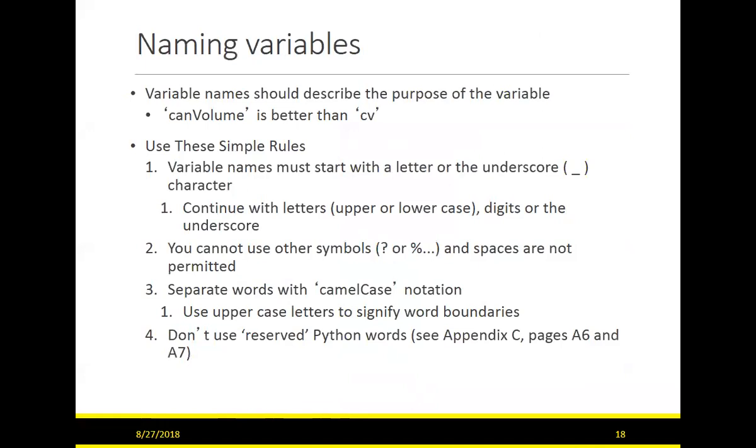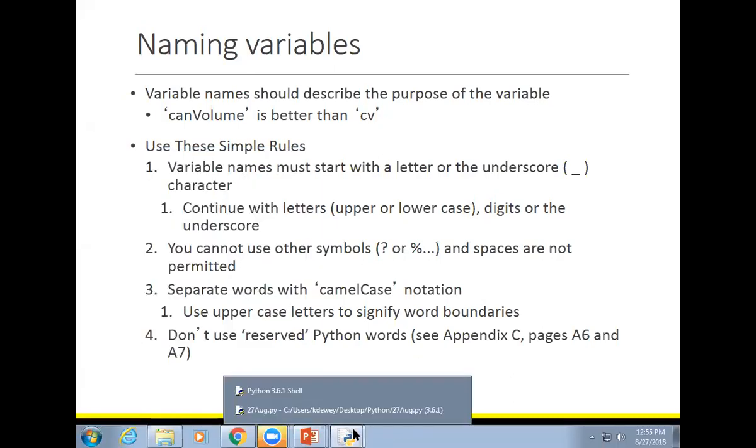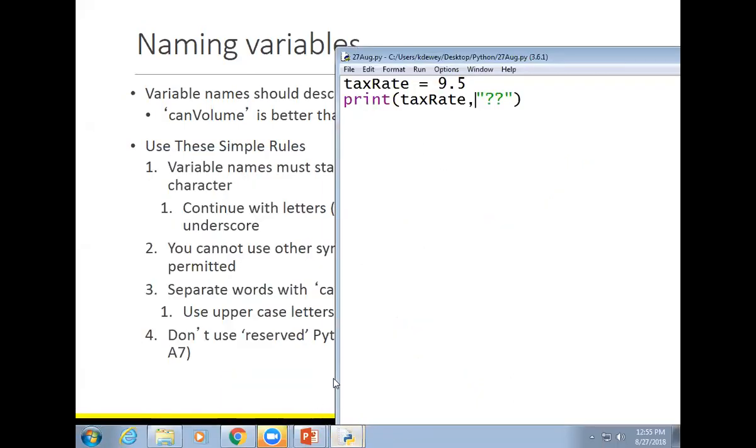Variable names should describe them. So can volume is better than CV. Makes sense. Okay. I always start mine with a lowercase letter, and the first letter of each following word is uppercase. That's also called camel case. Do you have to do that? Well, let's find out. Let's go to my code over here. There's my code. So here, this is camel case. I have a lowercase t and capital R. Replace that with a lowercase r.